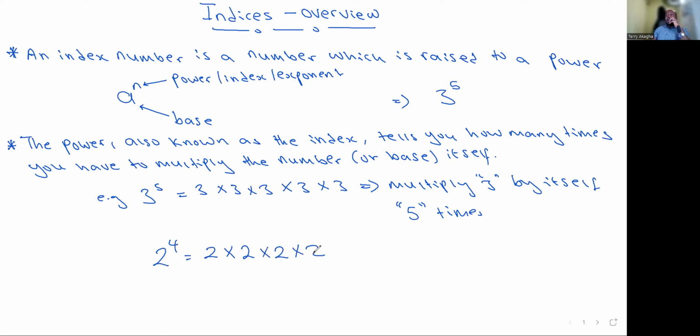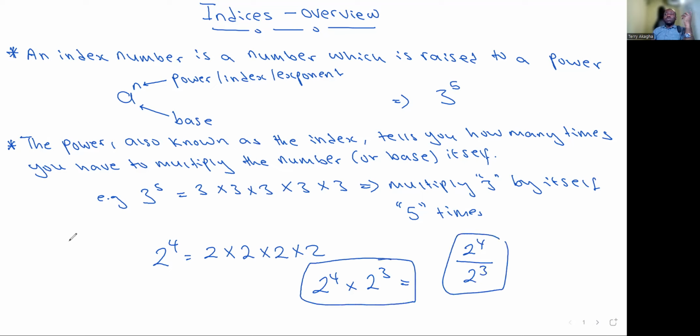All right. Then I'm going to talk about how you then use this index. For instance, if you have 2 raised to the power 4 times 2 raised to the power 3, what do you do? If you have 2 raised to the power 4 divided by 2 raised to the power 3, what do you do? If you have 2 raised to the power minus 4, what do you do? So we're going to talk about all these laws separately.